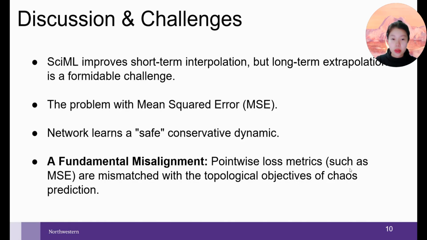As we observed with the neural ODE, standard MSE loss severely penalizes the model when even a small temporal phase shift occurs during lobe transitions. To minimize this catastrophic penalty, the network learns a safe conservative dynamic, which manifests as the stable limit cycle we just saw. Ultimately, this reveals a fundamental misalignment. Pointwise loss metrics such as MSE are simply mismatched with the topological objectives of predicting chaotic dynamics.